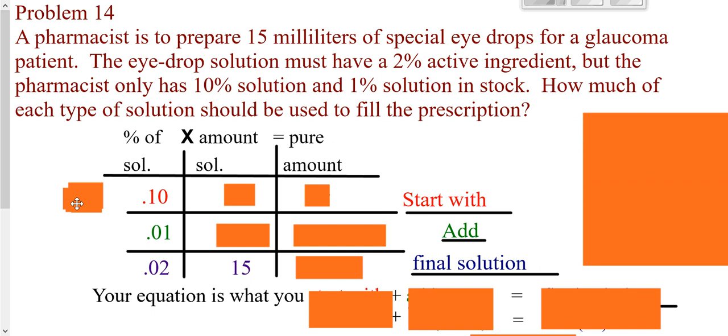Now, one of the nice things about these charts is whenever you have 2 of the 3 boxes filled out, you can always get the third box. We can take percent of solution times amount of solution, multiply across to get our pure amount. And so if we do that, we get this here.